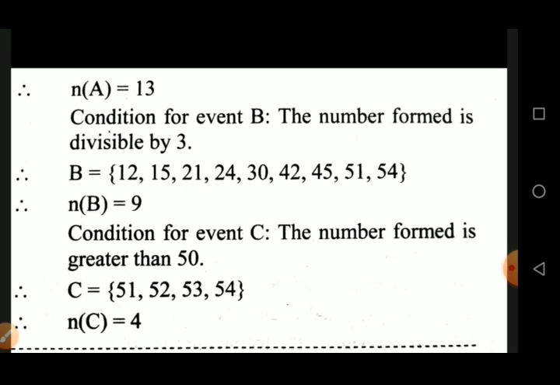Condition for event C, the number formed is greater than 50. And it is very easy. Write down the sample points from the sample space which are the numbers greater than 50, and C is equal to, in curly bracket, 51, 52, 53, 54, close the curly bracket, and these are 4 numbers. That's why number of C is equal to 4.